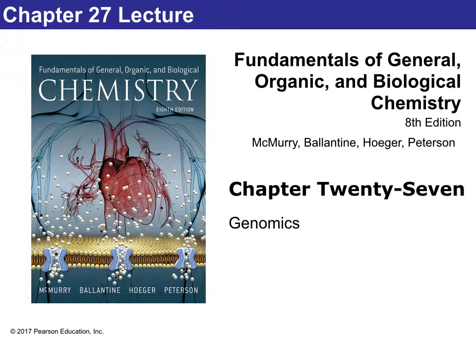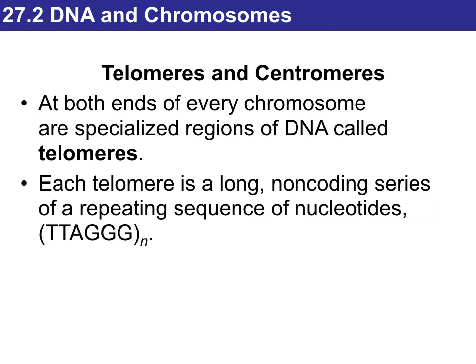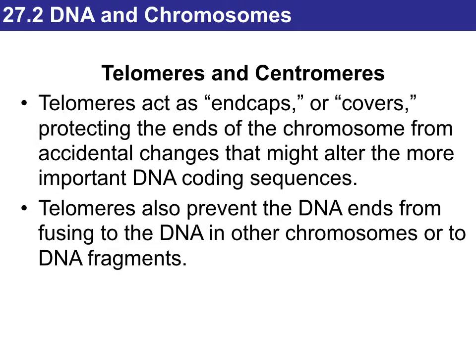For the second part of this chapter 27, we're going to look at telomeres as well as centromeres. So this is extremely important. You'll see that at the end of every chromosome, on both ends, you have areas of DNA that we call telomeres. Those are non-coding, repeating sequences of nucleotides, TTAGGG, n times, meaning that they are not coding for any protein. Why is that important? Well, they are end caps or covers.